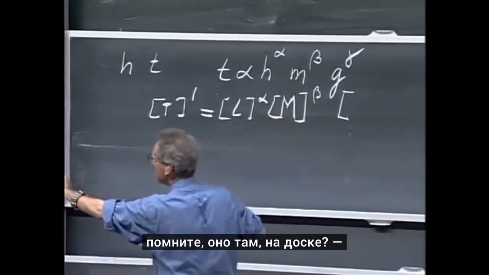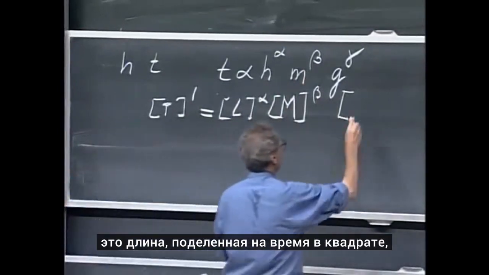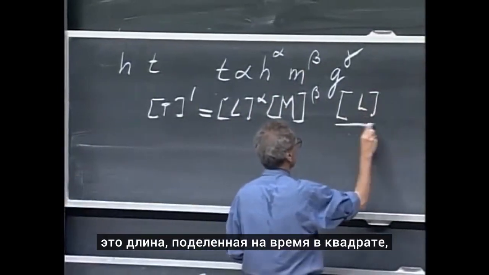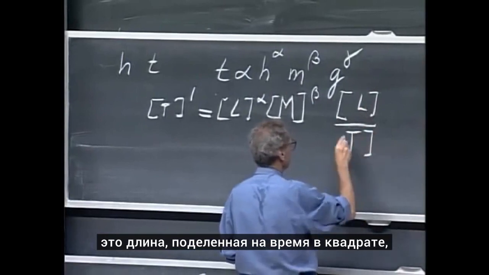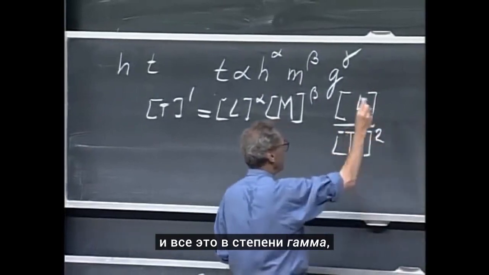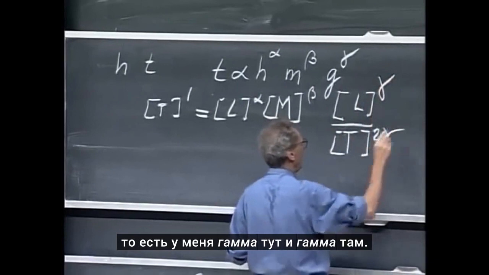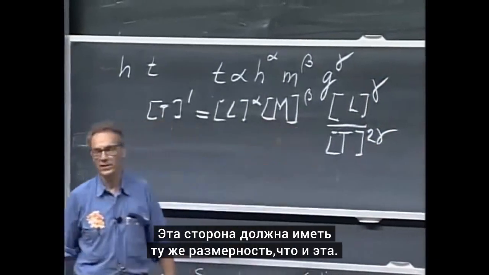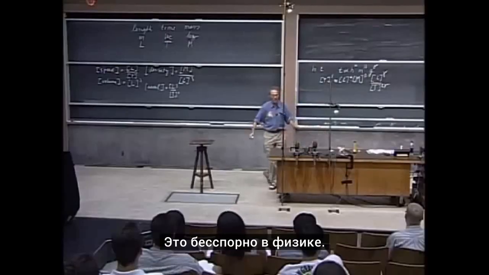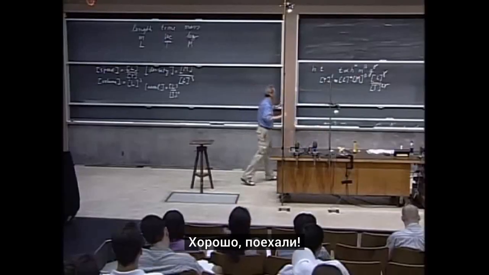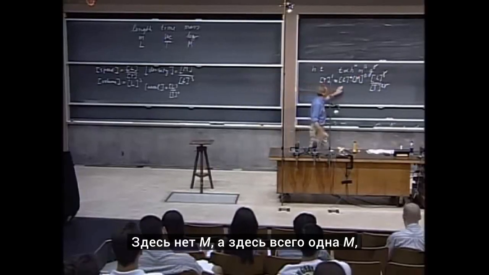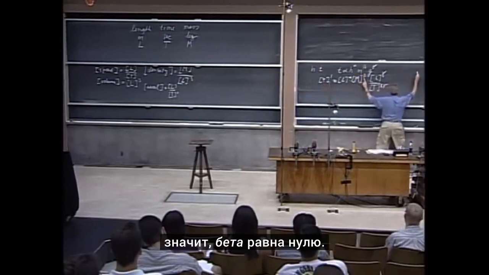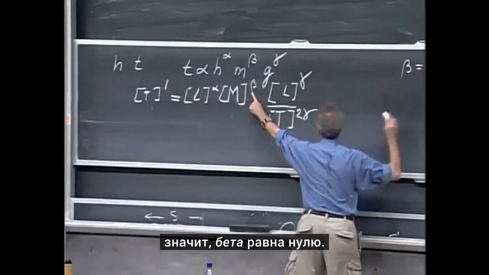acceleration. Remember, it is still there on the blackboard, has dimension L divided by time squared, and the whole thing to the power gamma. So I have a gamma here, I have a gamma there. This side must have the same dimension as that side. That is non-negotiable in physics. Okay, there we go. There is no M here, there is only one M here, so beta must be 0.